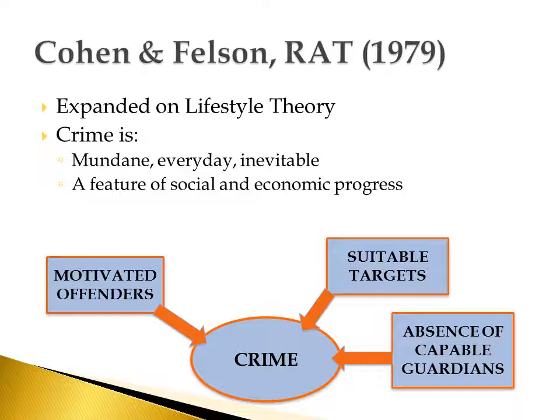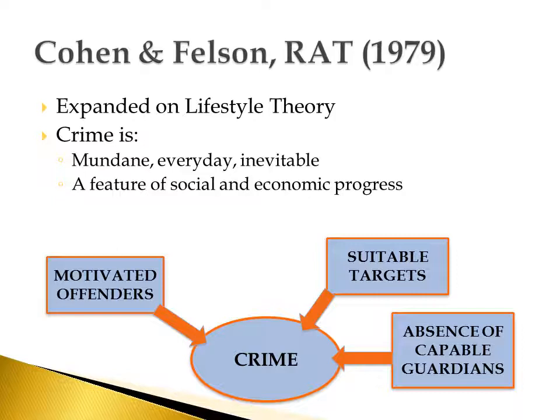Again, this is a fairly simple idea, and the authors were very clear that if we take any part of these big three away, crime should not happen. In other words, if there are suitable targets but they're being well guarded, that should be enough for crime to not occur. Similarly, if you make targets less and less suitable and appealing to be stolen or victimized, that should reduce the amount of crime.